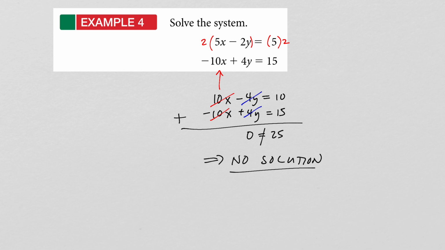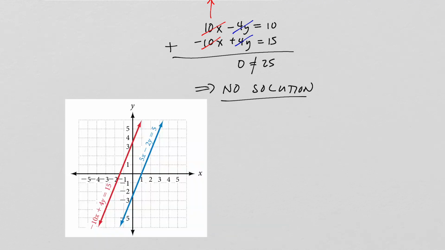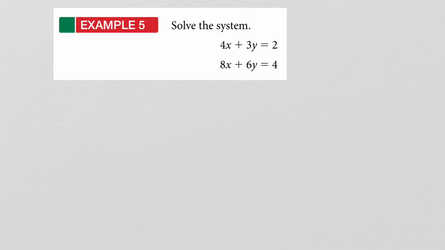Now, the reason for this is because if you graph these lines, they end up being parallel. And here is that graph. So you can see that these two lines clearly do not intersect each other. And that is why there is no solution to the system. Okay, actually, let's do one more using the addition method.